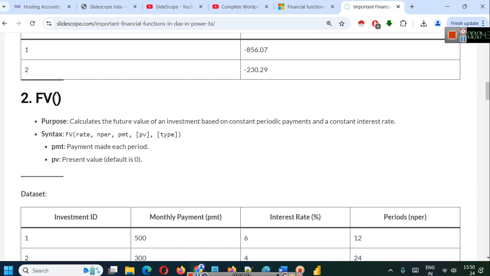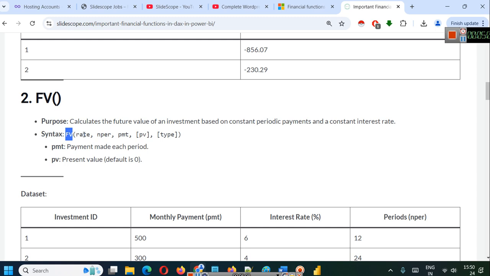Similar to PMT, there is FV, which calculates the future value of an investment based on constant periodic payments and a constant interest rate. Suppose you are paying a constant amount constantly over a period of time, and you also have a constant interest rate. It is not varying, and you want to calculate the future value of an investment. So for that, you will use the FV formula.